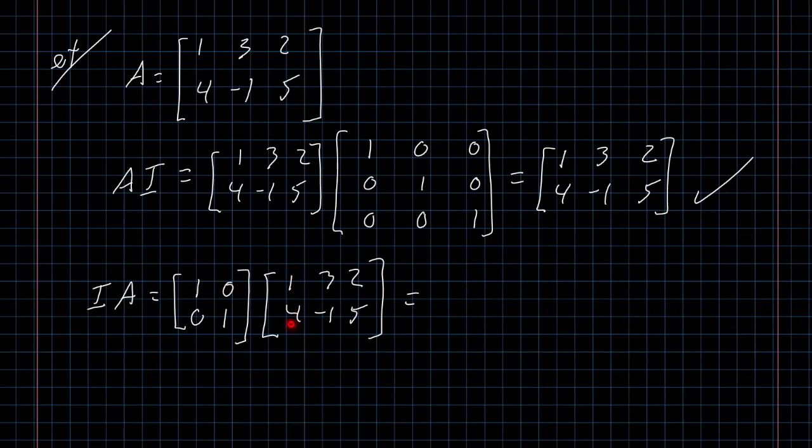First row, first column. 1 times 1, 0 times 4. 1 plus 0 is 1. First row, second column, 3 plus 0 is 3. First row, third column, 2 plus 0 is 2. Second row, first column, 0 plus 4 is 4. 0 plus negative 1 is negative 1. 0 plus 5 is 5. And we once again get everything to work out.